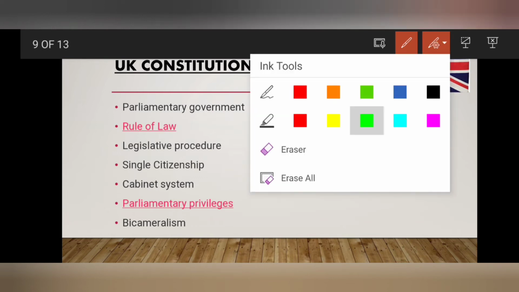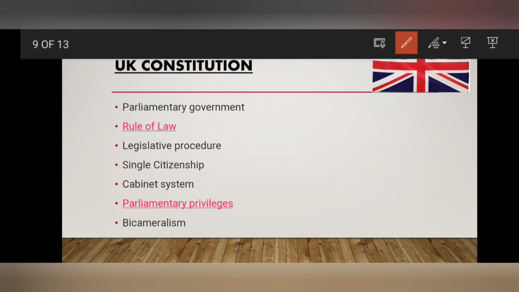Firstly, the parliamentary government has been taken. The parliamentary form of government has been taken. India is a parliamentary form of government, right? So that has been taken from the UK constitution, just remember it. Okay, then the rule of law, it's also an important one. Rule of law has also been taken from the UK constitution. Legislative power, oh sorry, procedure.